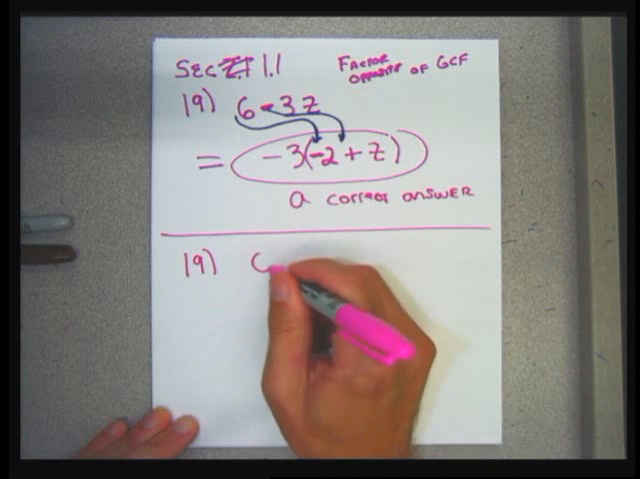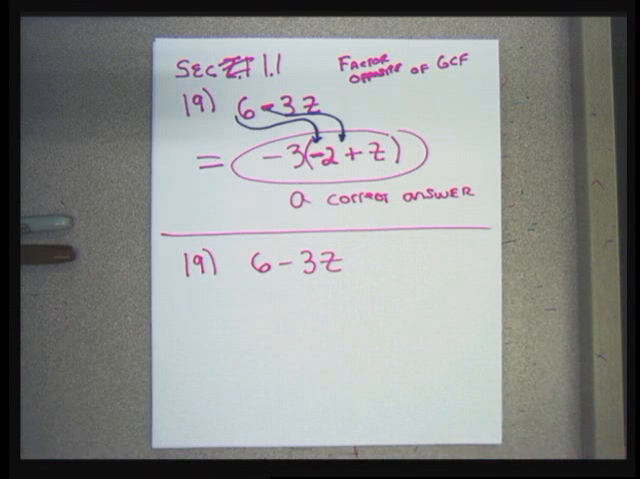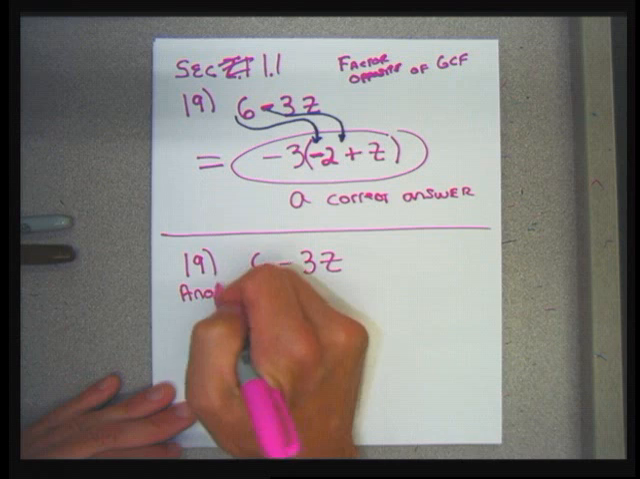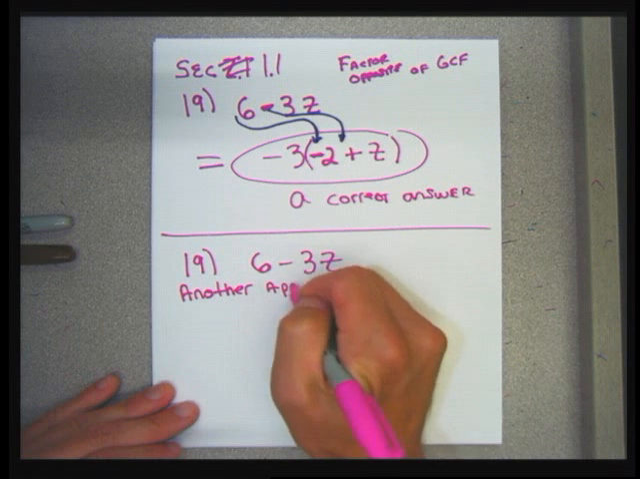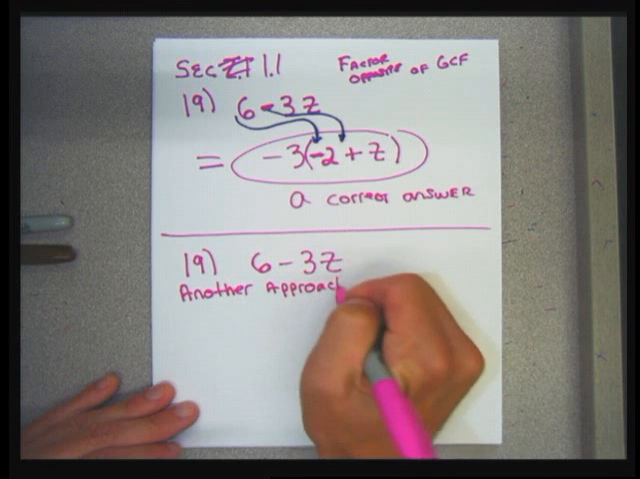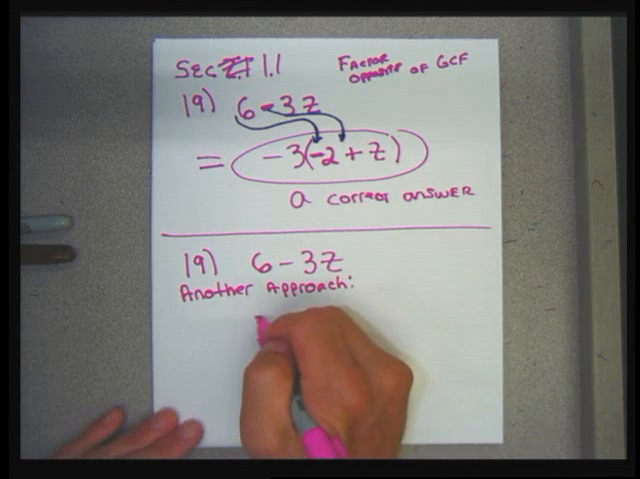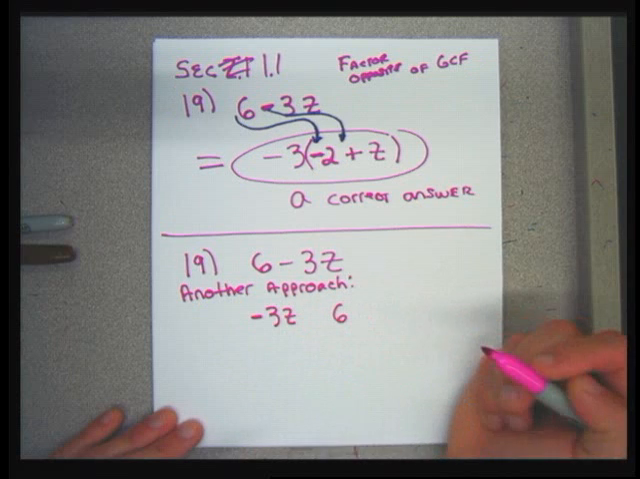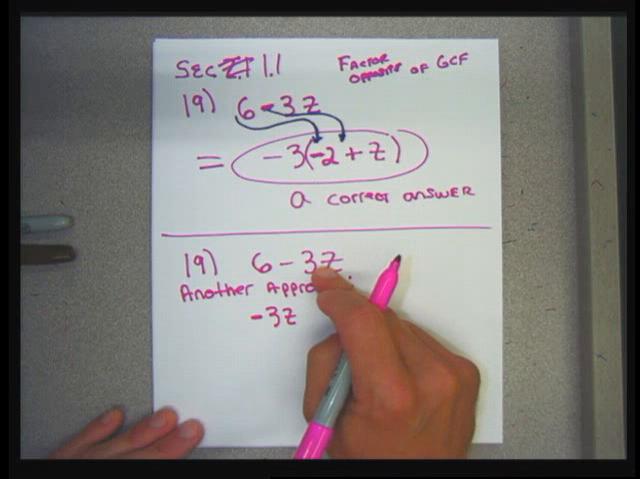Probably when I wrote my key for this section, I took the time to rewrite it with the negative first, because it's odd to ask you to factor out a negative or an opposite if the negative's not written first. So I could have rewritten this problem with the negative 3z first and the 6 second. If I wrote it with the 6 second and the 3z first, the 3z had a negative in front of it in the original problem.